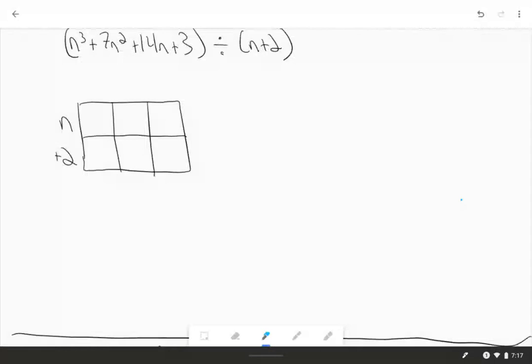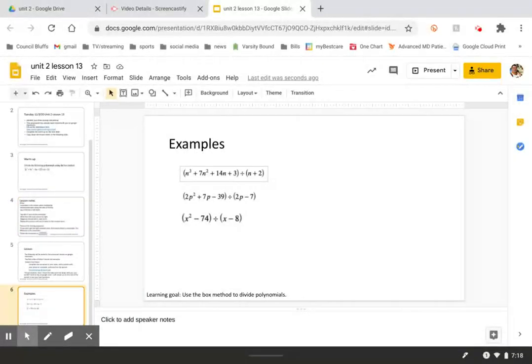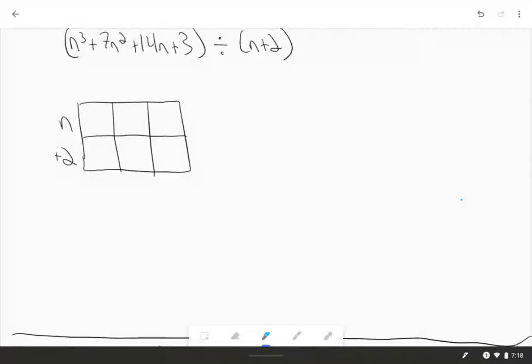So I've already set up the first one here. Let me make sure I wrote it down correctly. It looks like I did. So we'll go ahead and get started. So we'll put the n cubed here. So first thing, n times what is n cubed? That's going to be n squared, right? n to the first times n squared is n cubed.